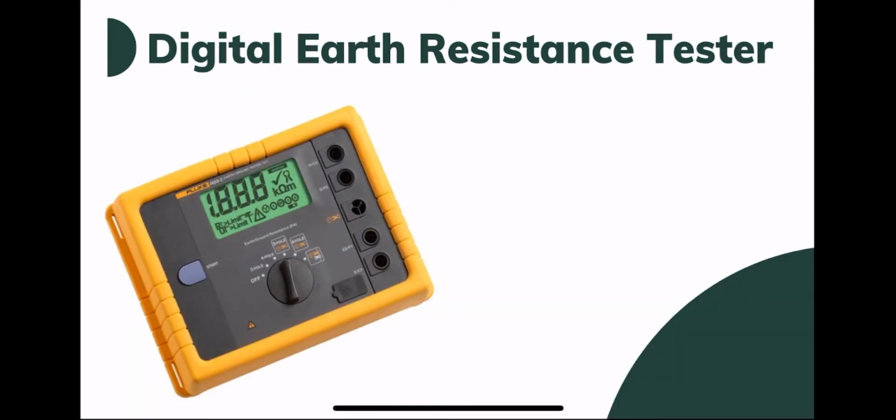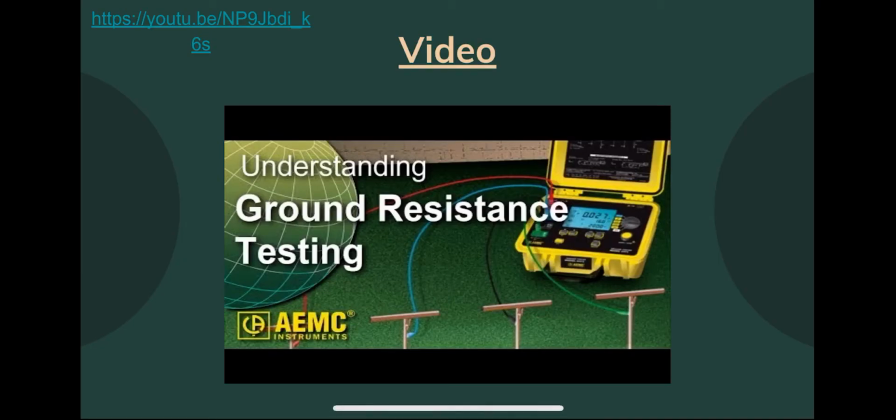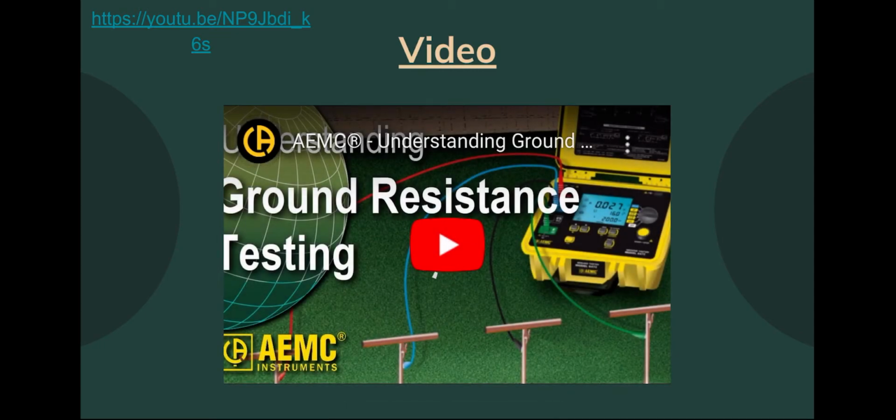The next one is the digital earth resistance tester. The digital grounding resistance tester is realized by digital electronic blocks such as timers, voltage regulators, and a digital display. The range is changed with a multi-turn trim pot. There are videos explaining how it works.